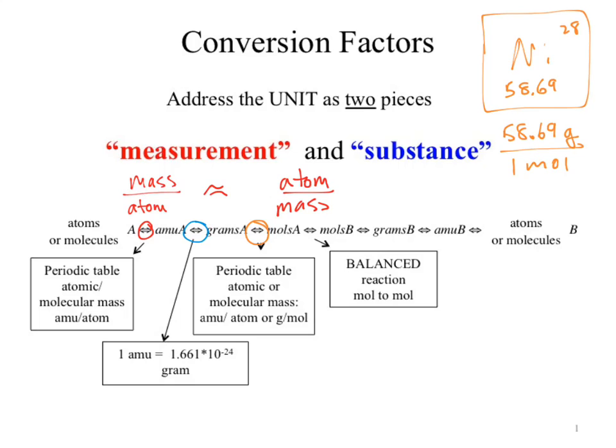You will also see it written out as 58.69 grams/moles. Why is that written like that? What's the difference between them? They are exactly the same thing. There is no difference between them. So why would we write it grams/moles as opposed to grams over moles?